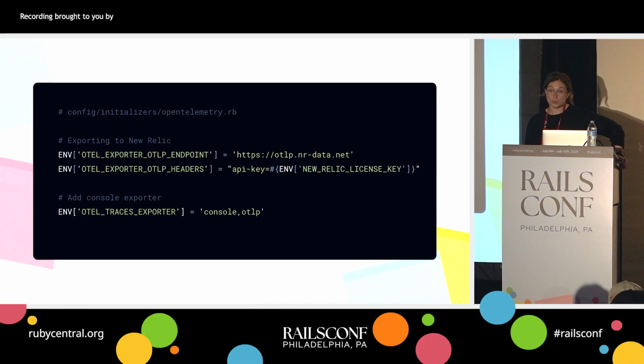Relic. I mentioned before, you can have more than one exporter. You can update this OTel traces exporter environment variable to send to both the console and the OTLP using this example here. But if you don't want to send to the console, by default, it will go to OTLP. So you can eliminate that environment variable entirely if you want. The console output can be very noisy, but it can also be fun to see the raw data.